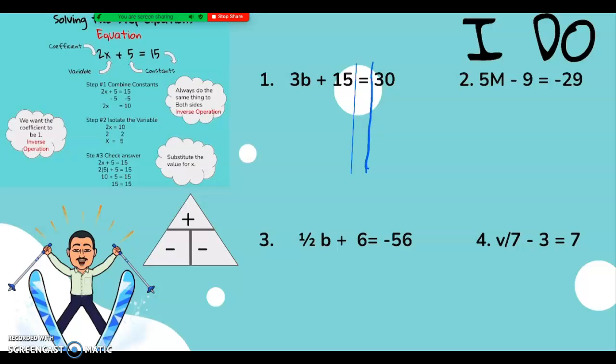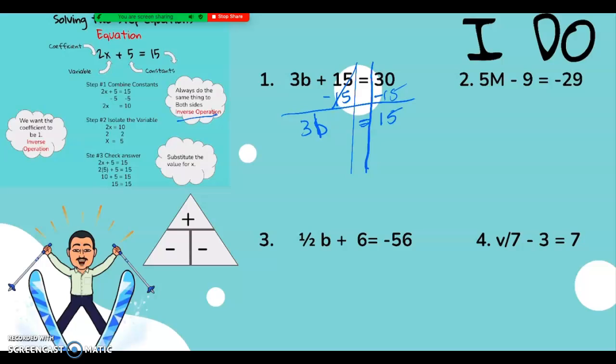Okay. And since I'm adding 15, remember the first step is to do the inverse operation. I want to combine my constants over to the right side. So the inverse operation of addition is subtraction, and I'm going to subtract 15 from the left side, which cancels that out, brings it down to 0, and I'm left with 3b on the left side. And therefore on my right side, I got 30 minus 15, which is 15. Now I have 3b is equal to 15.